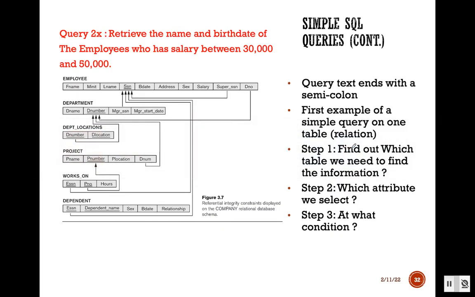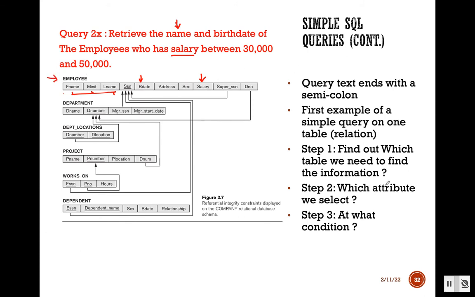So now let's write down the query, and we have to know what condition we are going to use. So again, retrieve the name and birth date of employees who have salary between 30,000 and 50,000. Which attributes are we going to use to write the query? We need name. Name means F name, M initial, and L name. So these 3 attributes. We need birth date. Birth date is here, and for the condition we have to use salary. Salary is also here. So all we need is the employee table.